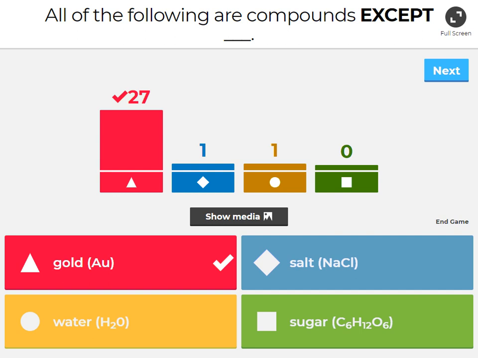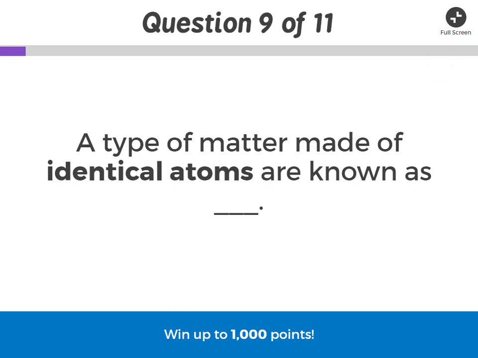Yay! Okay, gold is the only element listed, meaning it's not a compound. Water's got 2 elements involved, salt's got 2 elements involved, and sugar's got 3 elements involved, so those are all compounds. Nice. A type of matter made of identical atoms.